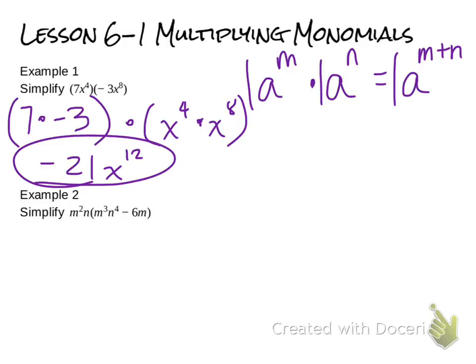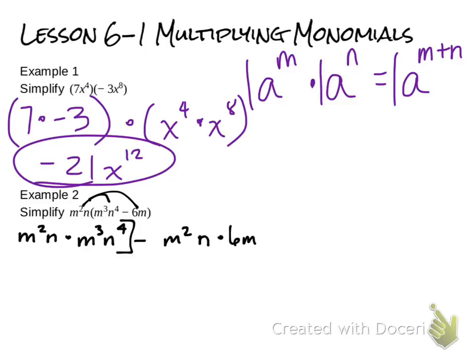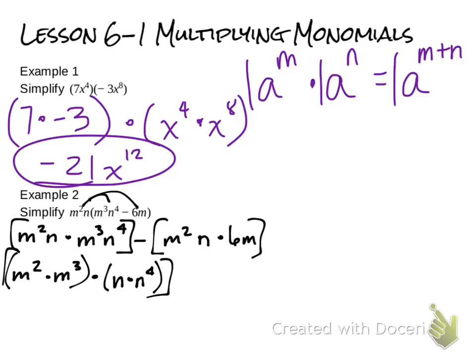Example 2 here, simplify this. Now notice that here I have a minus sign, so I'm going to have to distribute here. So remember the distribution property. I have m squared n times m to the 3rd n to the 4th, minus, well, I write this first, m squared n times 6m. So I'm going to take all of those together. I'm going to take this first, then this, then I'll end up subtracting them to combine any like terms. So here we have m squared times m to the 3rd, times n to the 4th. Those two go together. Then I have this part that I'm going to subtract: m squared times 6m first, then times n. That kind of goes there. So I'm going to take these here.